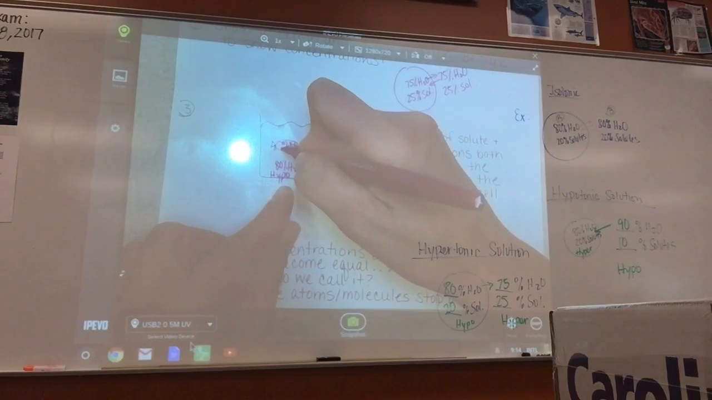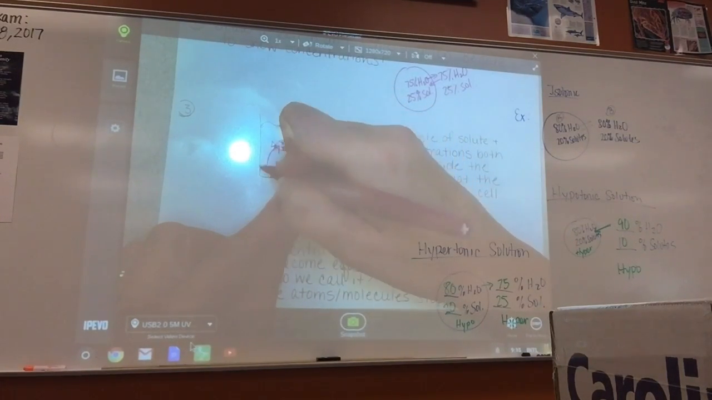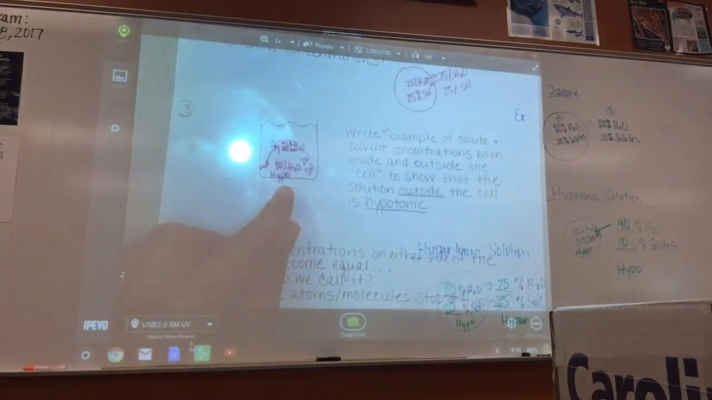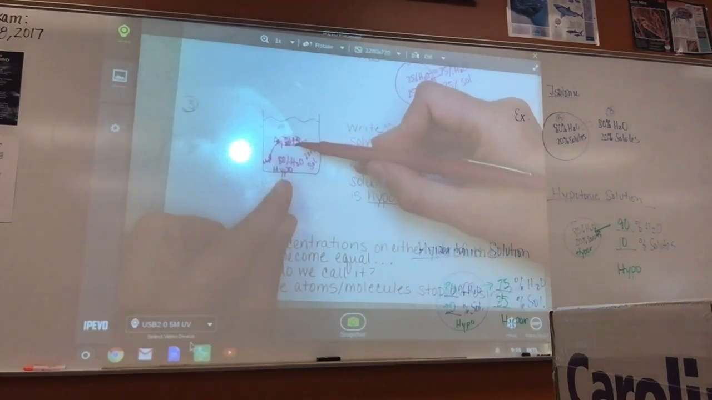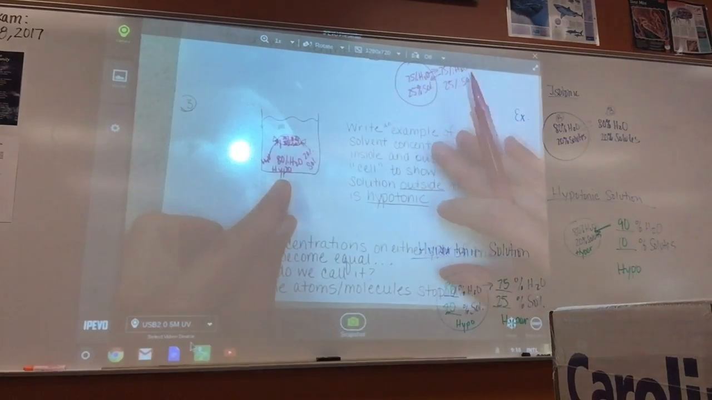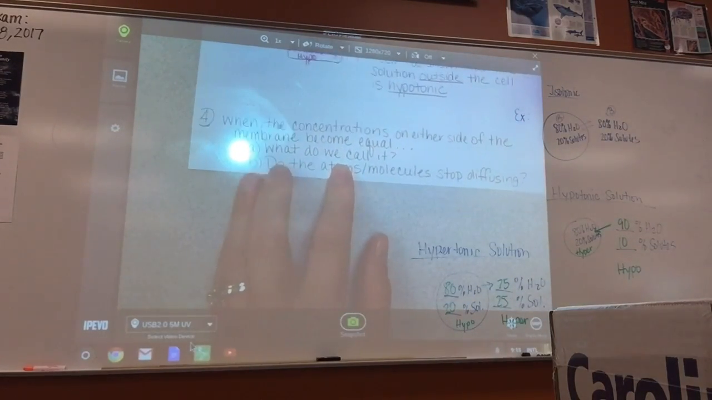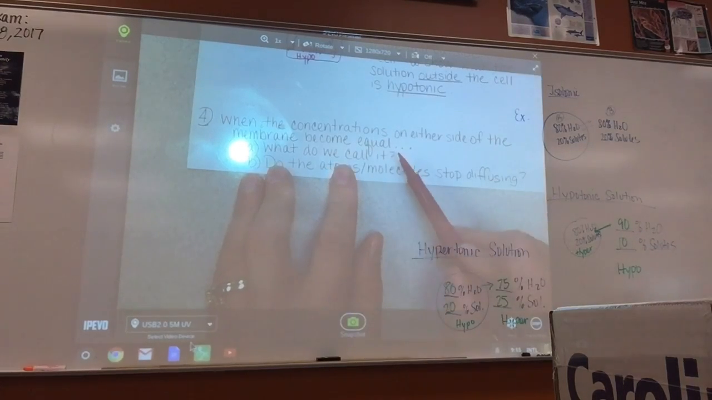Water would go into the cell. All right? And that would mean the inside of the cell, what would we call that solution? Hypertonic. This is hypotonic. Inside the cell is hypertonic. And then lastly for this one, when the concentrations on either side of the membrane become equal, what do we call it? That is equilibrium.